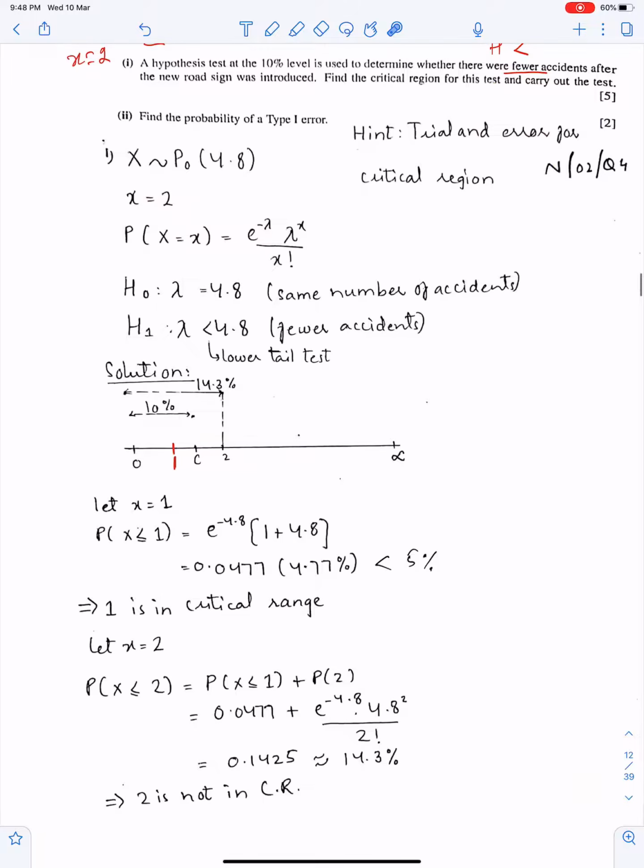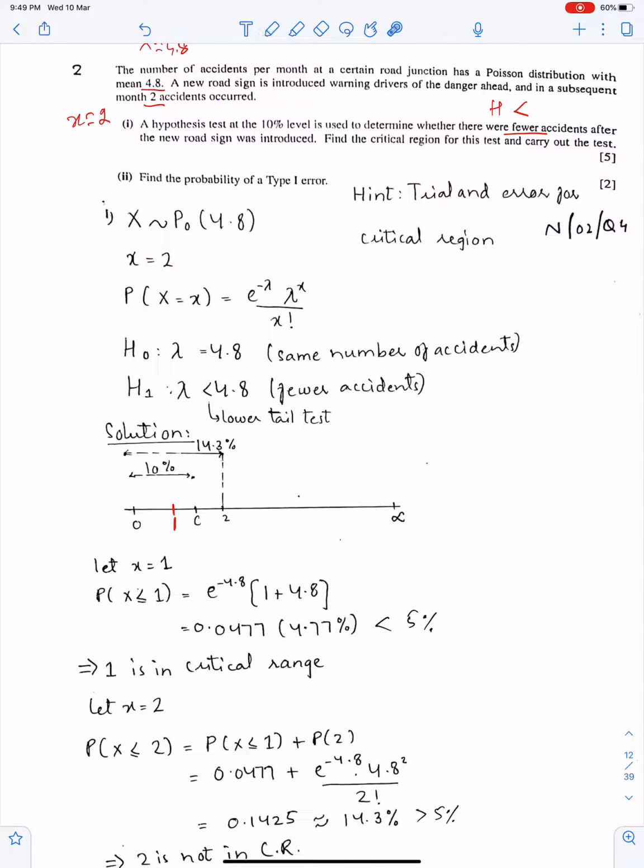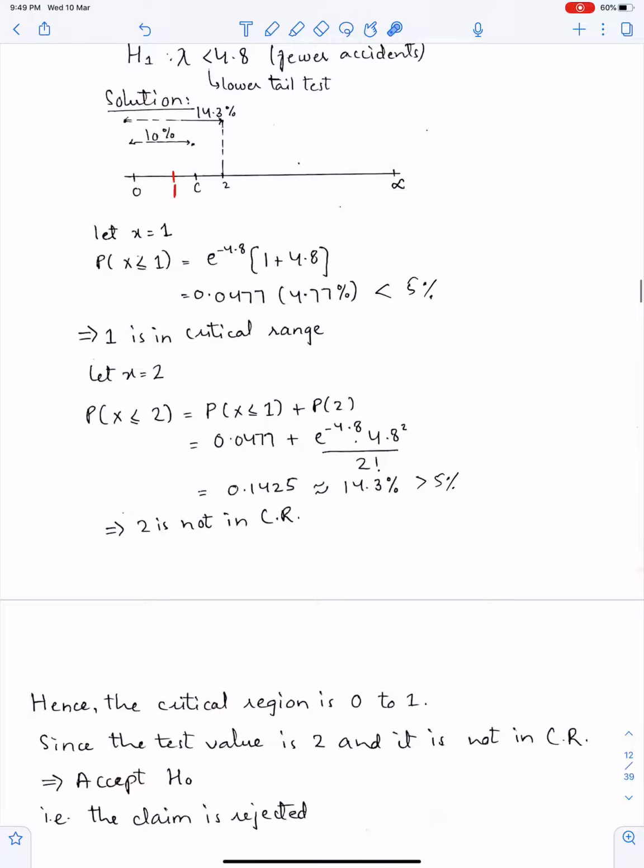Now try number 2. The probability of X less than or equal to 2 is 14.3%, which is greater than 5%. Therefore 2 is not in critical region. So we have found the critical region. The critical region is 0 and 1. This is the critical region.